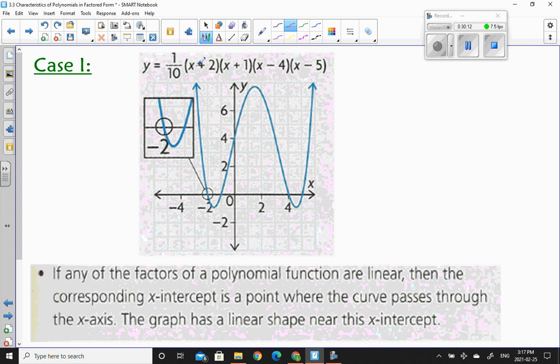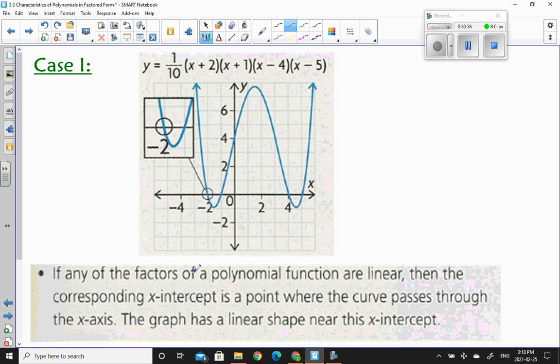You can see that these are the zeros, -2, -1, 4, and 5. Its degree is 1, 2, 3, 4. And the leading coefficient is positive, so it's going to go from quadrant 2 to quadrant 1. And their orders are all 1. So through each 0, it's going to just be linear, right? So it's going to be crossing here, crossing here, crossing here, crossing here, like that.